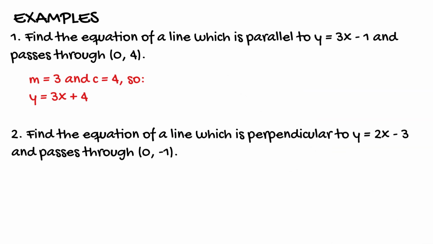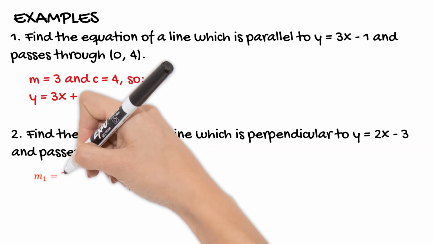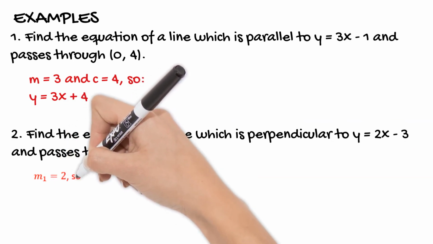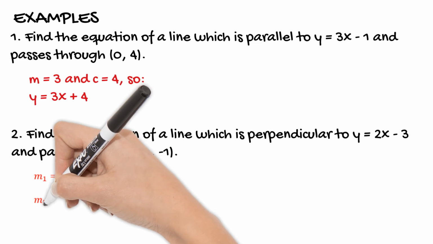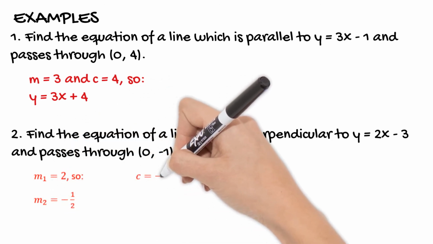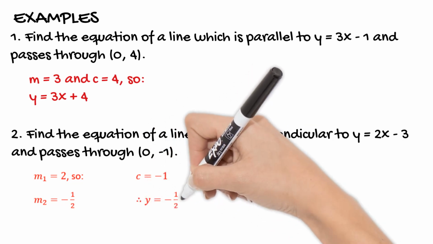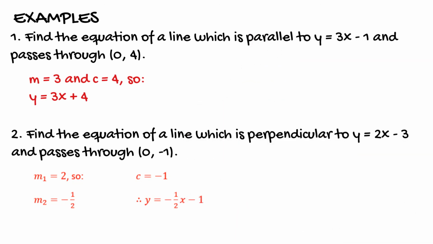Now, it's not as easy as a parallel line where we simply read the gradient off the other equation. We know that if the gradient of this line is equal to 2, then the gradient of the other line must be equal to -1 over 2. So that tells us that the gradient of the line we're looking for is -1 over 2. And of course, again, the line passes through the point (0, -1). Because x is 0, -1 is the y-intercept, so c is -1. Putting that into gradient intercept form, we get our equation of y is equal to -1 over 2 x minus 1.